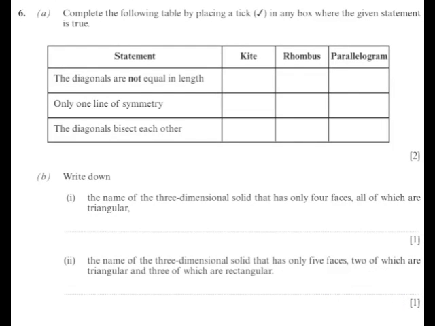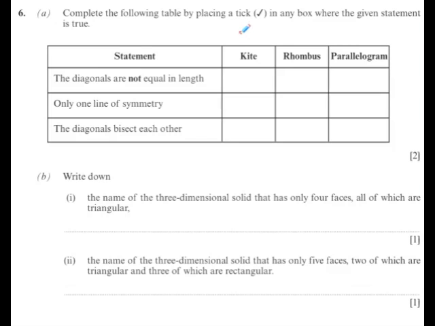Complete the following table by placing a tick in any box where the given statement is true. And here we're given three different shapes. This is basically testing your understanding of quadrilaterals. Quadrilaterals are any shapes with 4 angles and 4 sides.